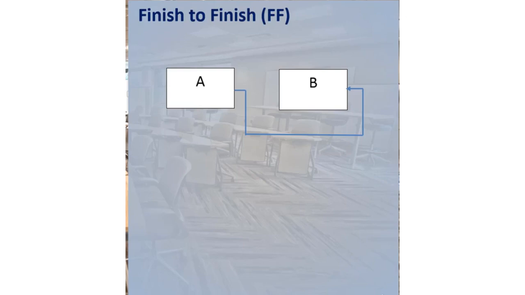This link type can often be expressed like this. As you see, the arrow between these two boxes is leaving the first box from the right side and entering the subsequent box from the right side again.